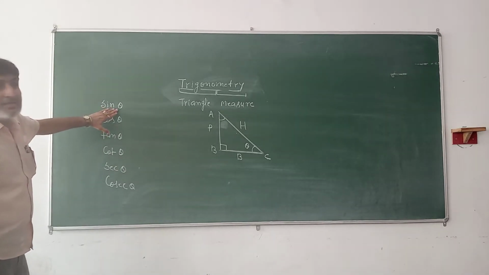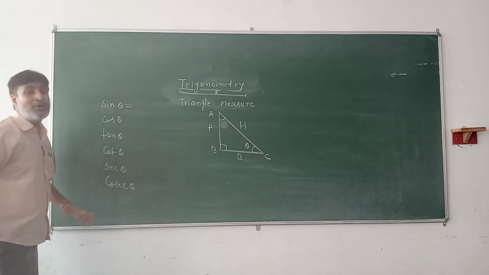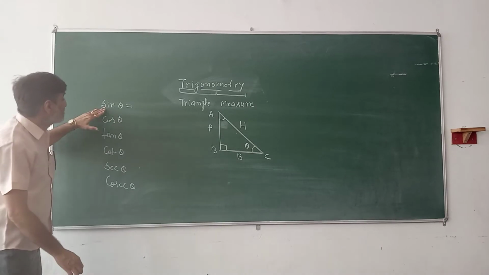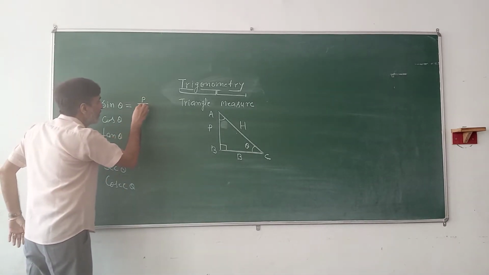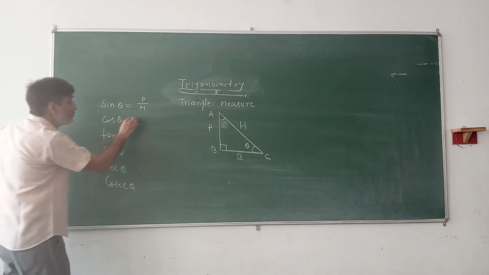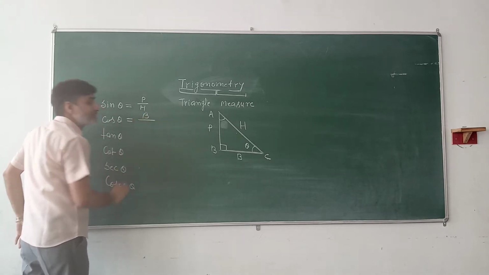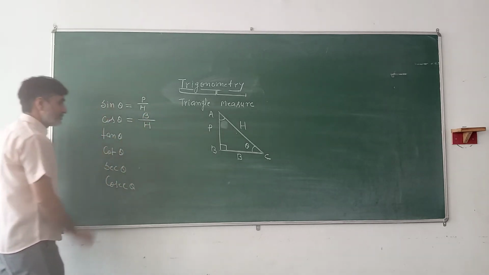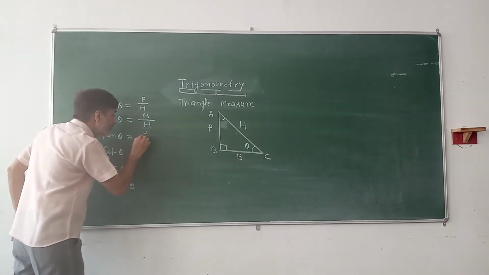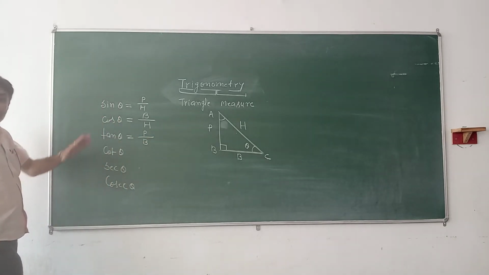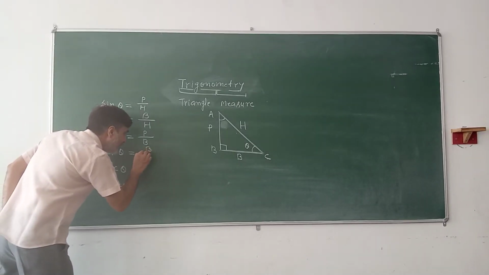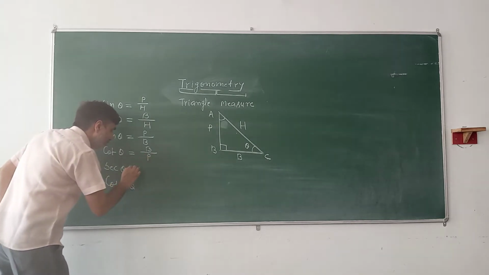This sine theta becomes equal to the ratio of the length of perpendicular to the length of hypotenuse. Means sine theta can be written like P by H. Similarly, cos theta becomes equal to the ratio of the length of base to the length of hypotenuse. Similarly, tan theta becomes equal to the ratio of the length of perpendicular to the length of base. Cot theta becomes equal to the ratio of the length of base to the length of perpendicular.